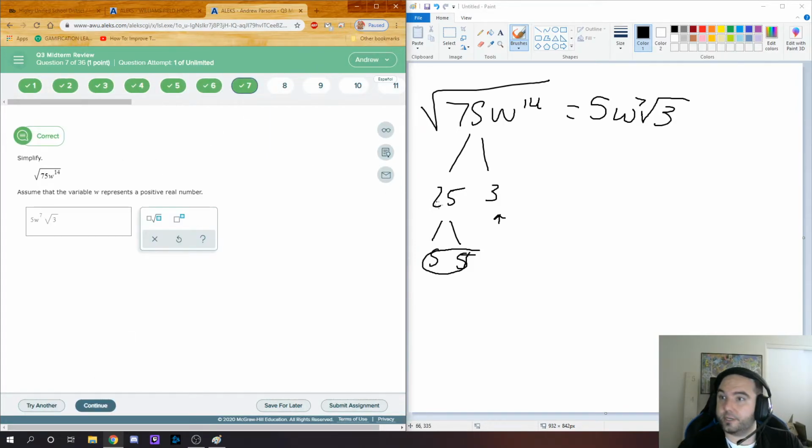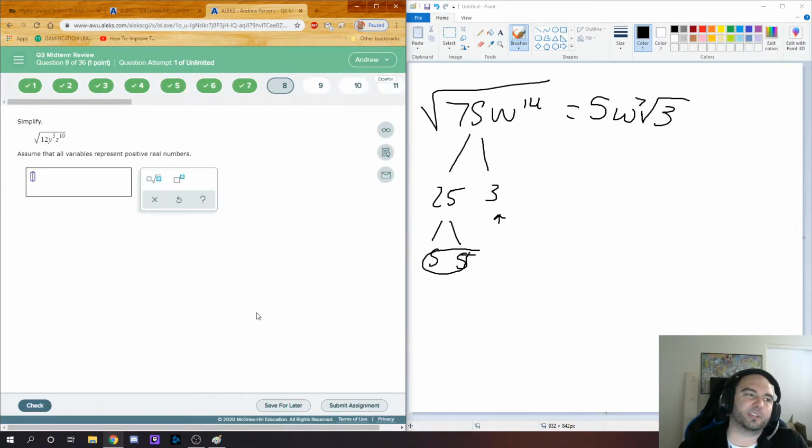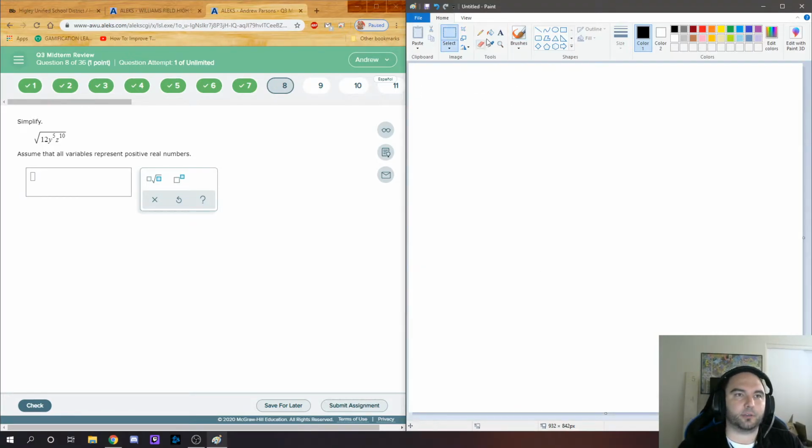So I did a factor tree to take some stuff out. I was left with some on the outside and some on the inside, and then the W's, I divided it by 2. You want to divide it by 2. That's kind of what square root means, because it means a number times itself. W7 times W7 makes W14, but the square root of W14 therefore becomes W to the 7. All right, here comes another one.